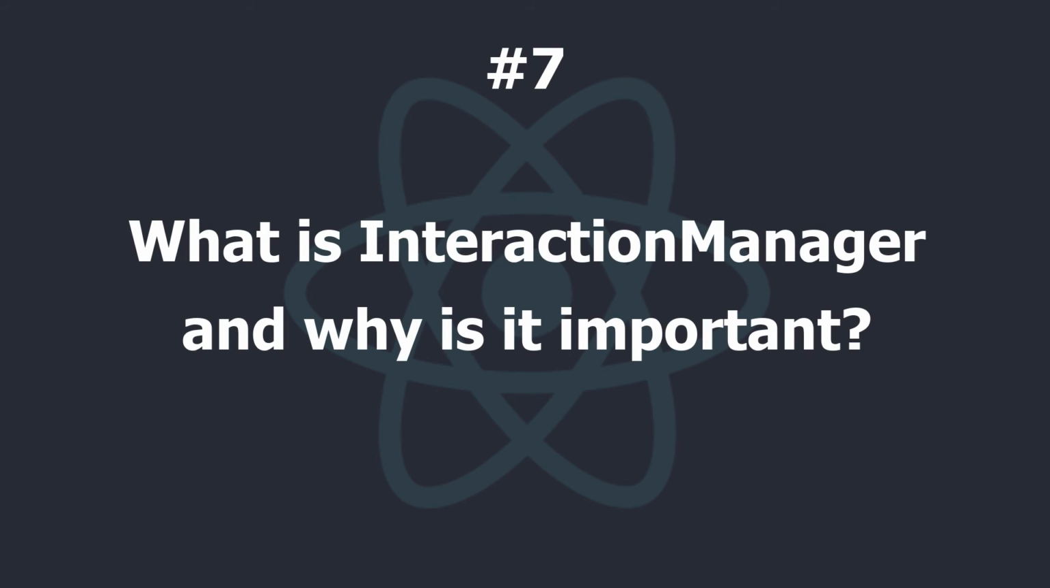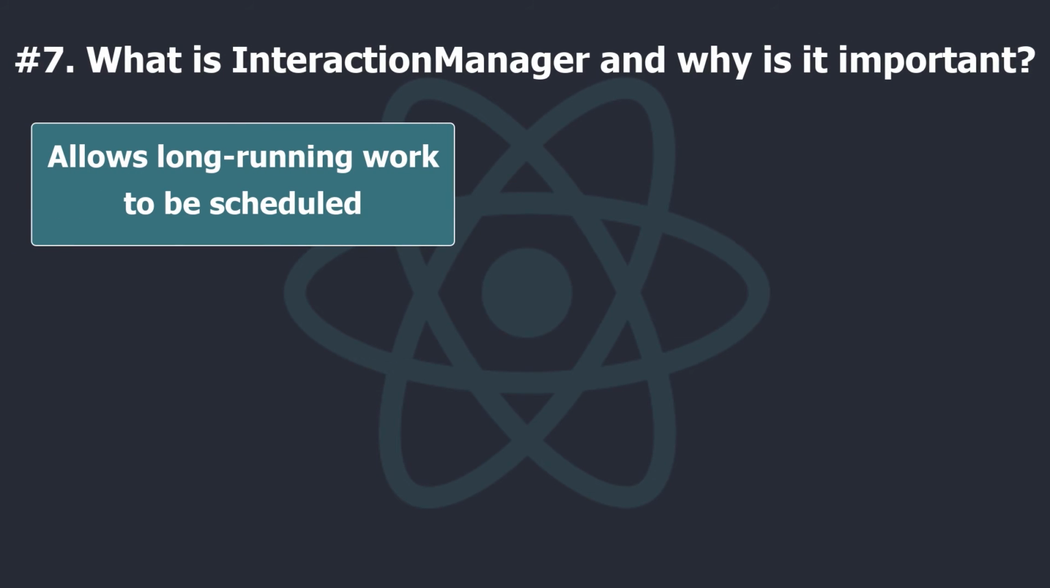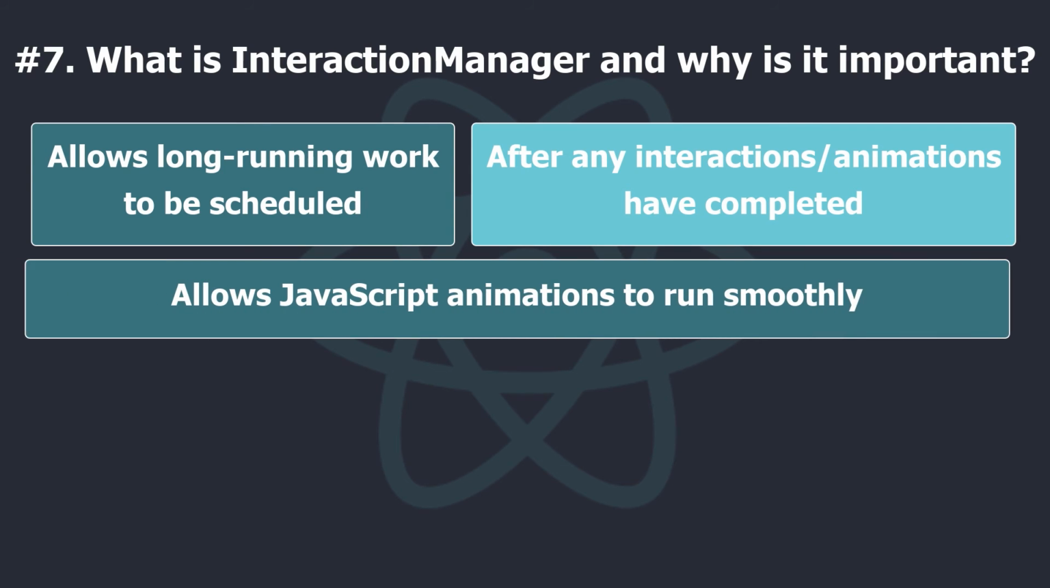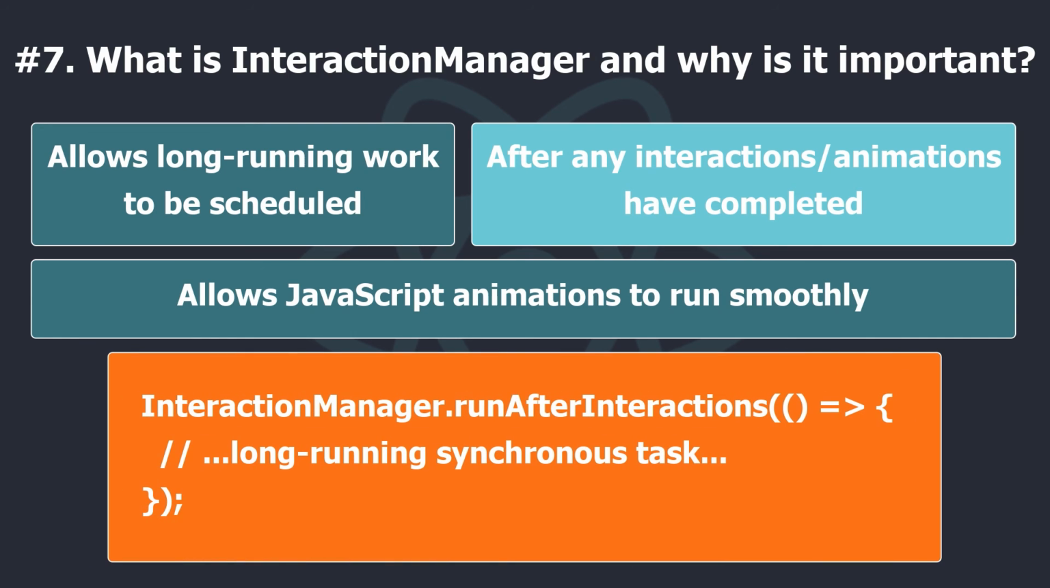What is Interaction Manager and why is it important? Interaction Manager allows long-running work to be scheduled after any interactions or animations have completed. In particular, this allows JavaScript animations to run smoothly. Applications can schedule tasks to run after interactions with the following. It is important because it creates an interaction handle on animation start and clears it upon completion, in applications to register animations.